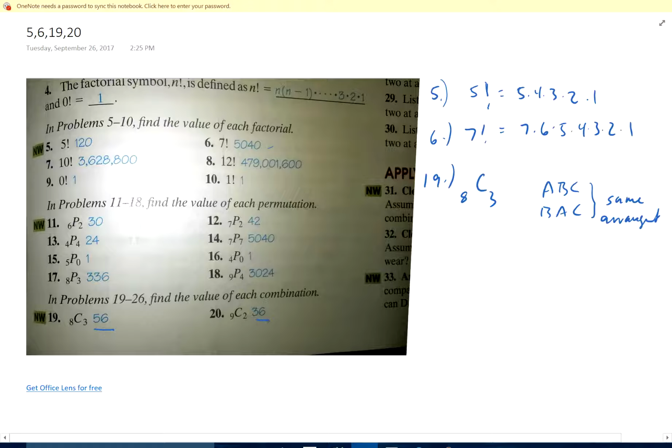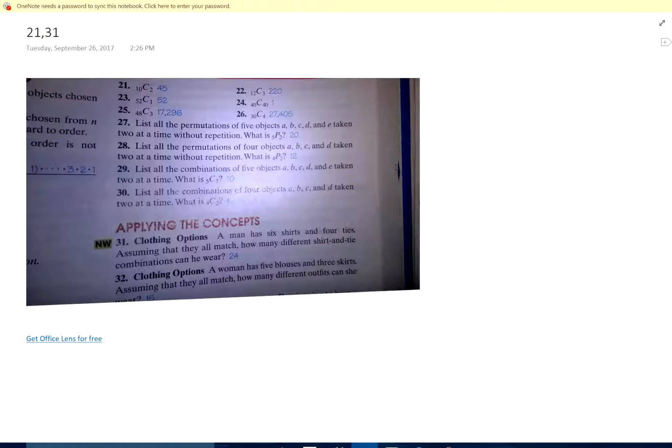And for 20, we have 9 choose 2. We would get 36 for that. Now, we talked about this in class, although I'm not requiring you to know this for this class. This really is 9 factorial over 9 minus 2 factorial times 2 factorial. If you work that out, you get 36, but we get to use our technology for this in this course.